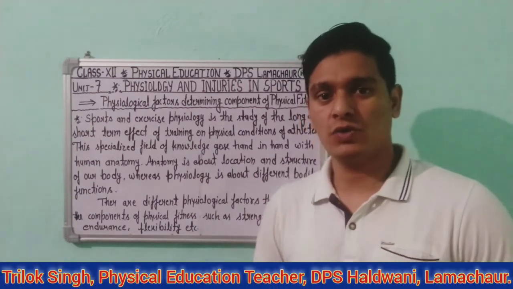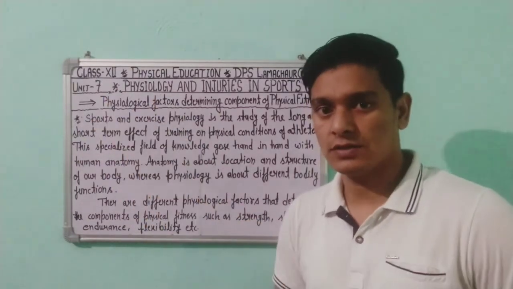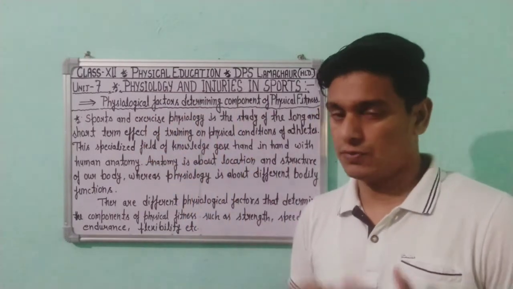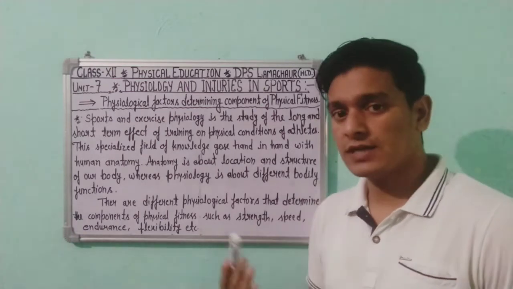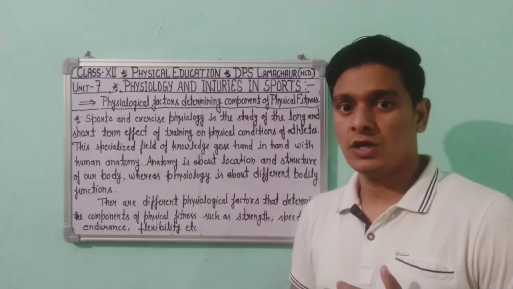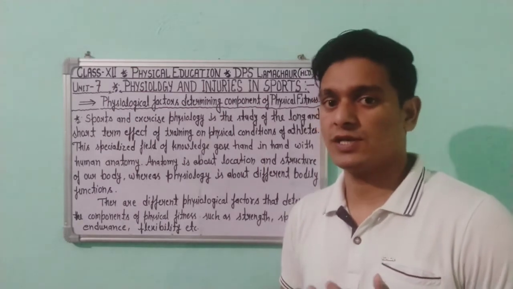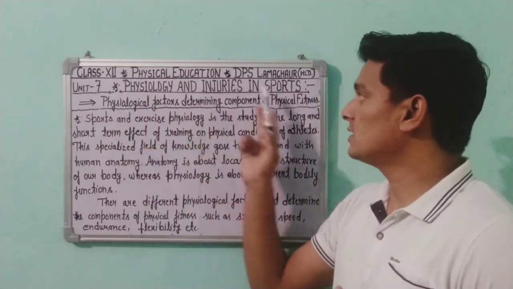Dear students, today we are going to discuss Unit 7 Physical Education of Class 12. Unit 7 is Physiology and Injuries in Sports. Before this video, I already prepared all the topics of Unit 6. If you haven't watched these videos, you can watch them. I have given the link of these videos in the description. You can check. So today we are going to discuss Unit 7, which is Physiology and Injuries in Sports.